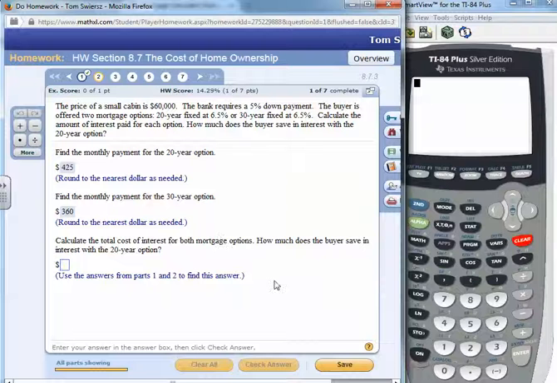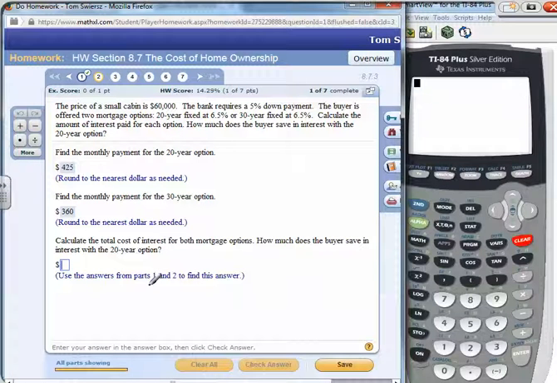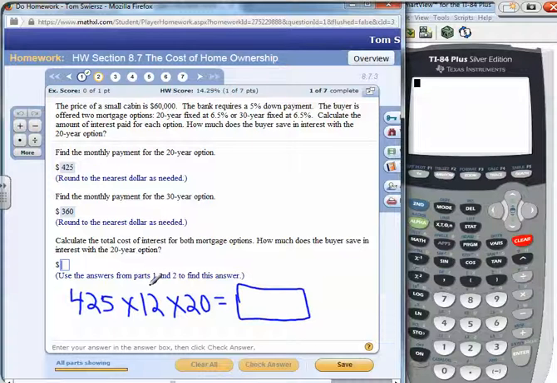Now calculate the total cost of interest for both mortgages. How much does the buyer save in interest? What I'm going to do now is calculate how much extra we paid after the down payment, and then find the difference. So in the 20-year option, how much did we pay? We paid $425, 12 times a year for 20 years. That will give us our total for the 20-year option.